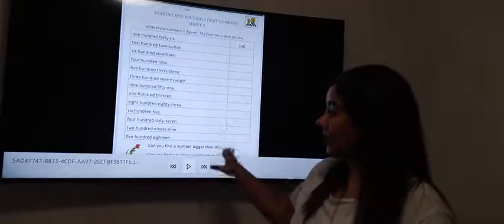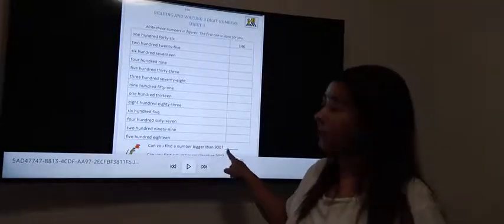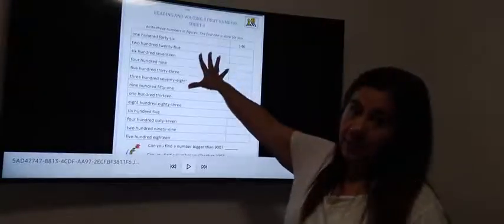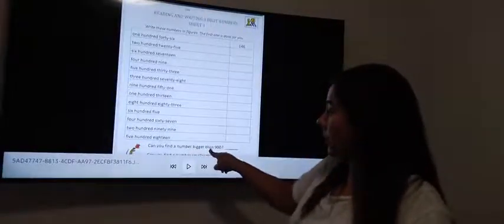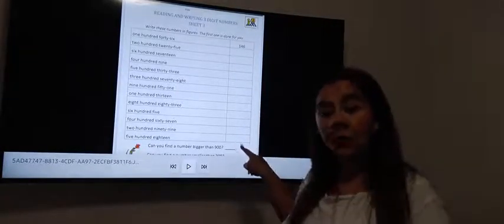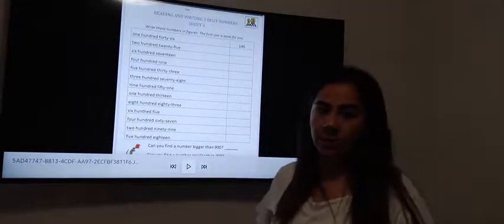Okay, the answers that you need to complete here are going to be here. Can you find a number bigger than 900? You have to look at the numbers you wrote and check if you wrote a number bigger than 900 and a number smaller than 200. Okay, so these are the activities for this week.